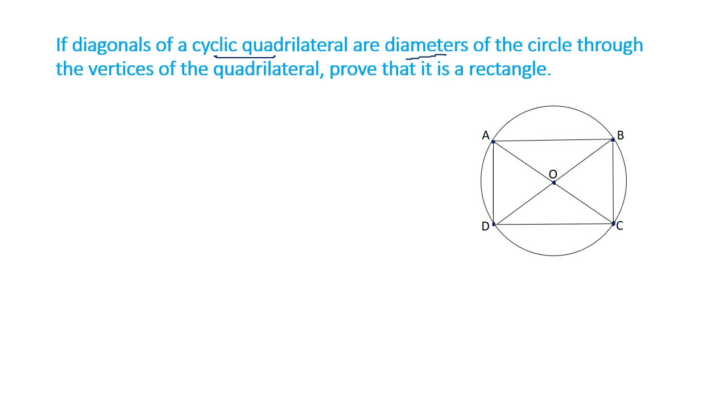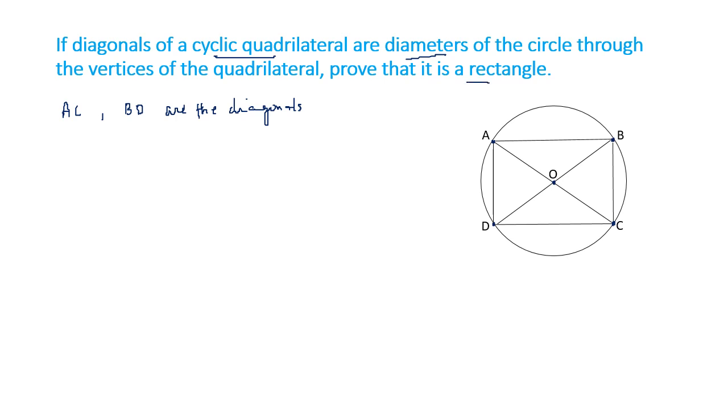This is the diagram I drew. So the cyclic quadrilateral ABCD, which are the diagonals AC and BD are the diagonals of the cyclic quadrilateral, and it is given the diagonals are passing through the center. Okay, they are diameters. We have to prove it is a rectangle.